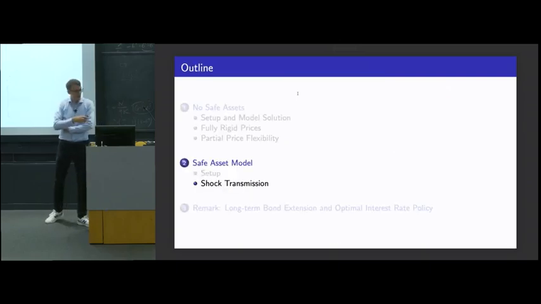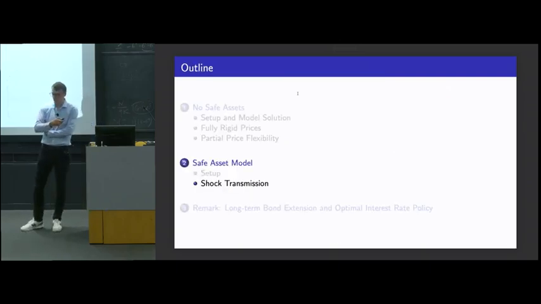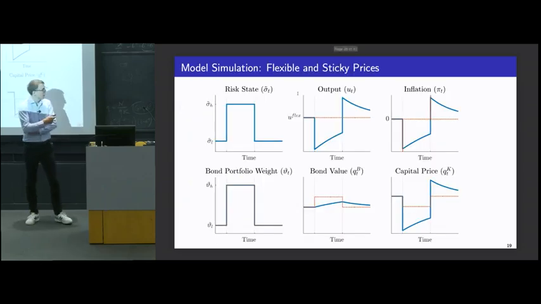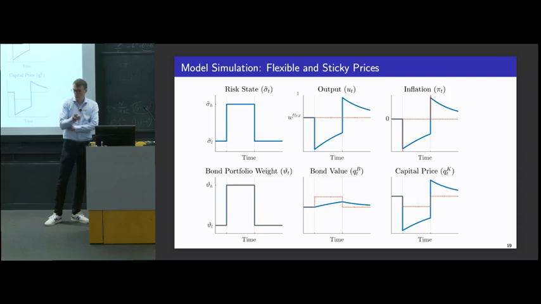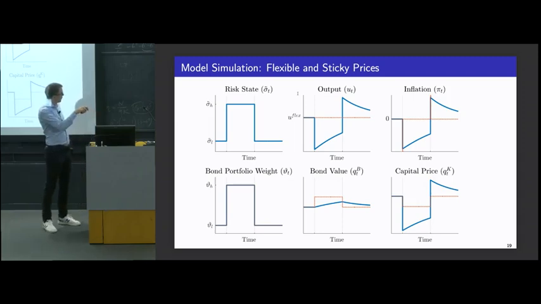And here I show you first the graphs and then do the math so that you see what happens. I will also contrast that with the model without safe assets. So suppose this is time. Suppose we start in a low risk state. At some point, we get this Poisson jump to the highest risk state. We stay there for a while. And at some point, we get another Poisson jump, and we come back to the low risk state.